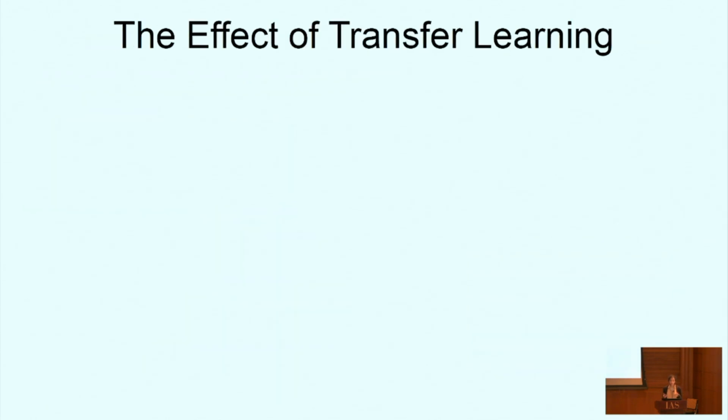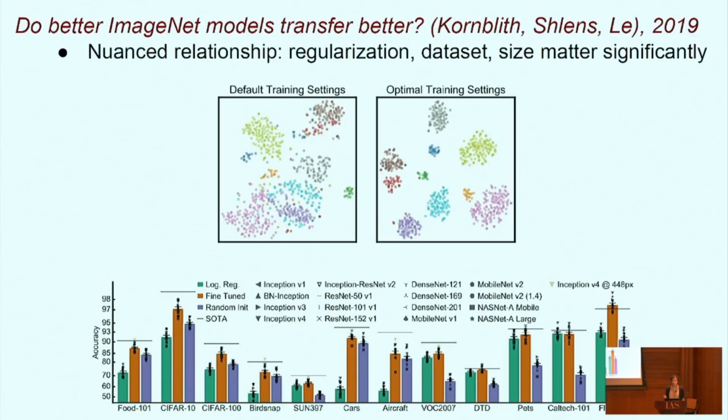And this underscores this more general research into transfer learning, which is that despite the fact that it is so popular, we're only now beginning to understand how exactly it's working. And to point to one example of this, a very interesting recent paper asks this question: do better ImageNet models actually transfer better? And the answer turns out not to be straightforward at all. There's a very nuanced relationship depending on the kinds of regularization you use, the data set, the target task, the size, that lead into this great diversity of results.